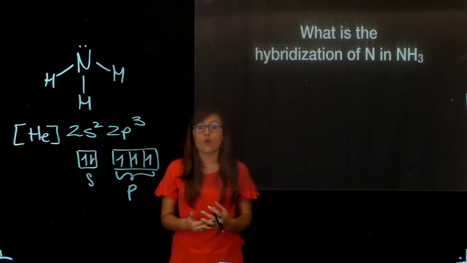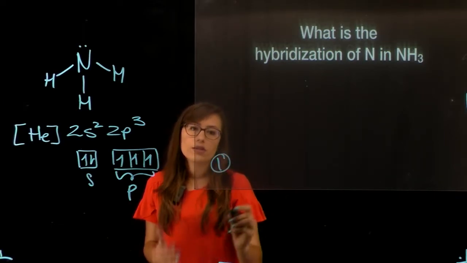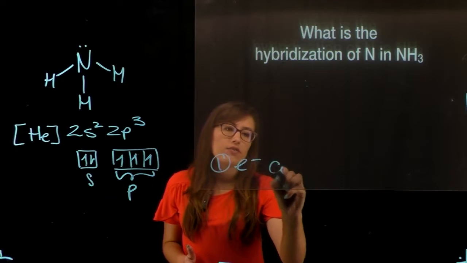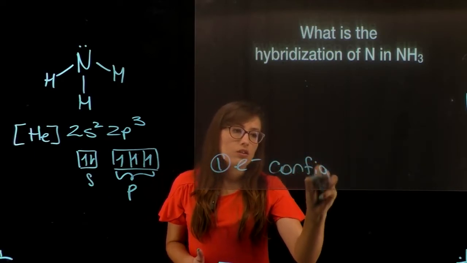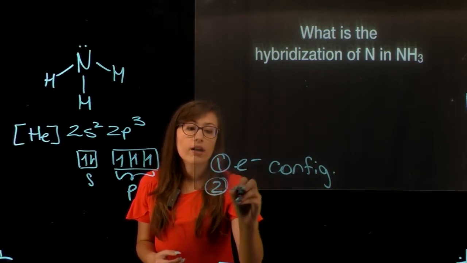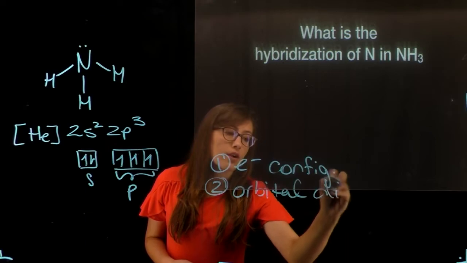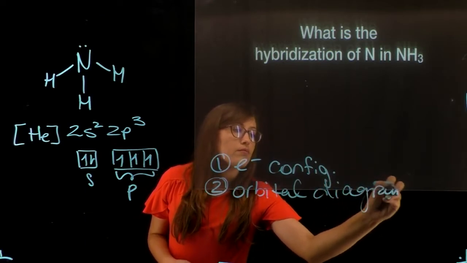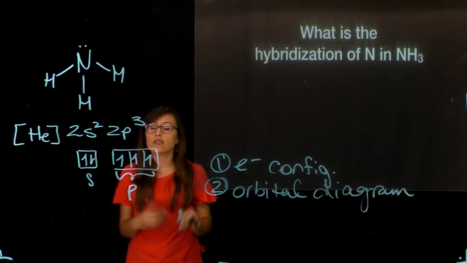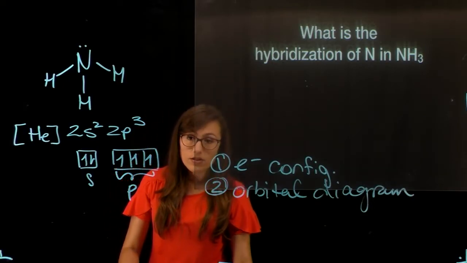So the first thing that you always want to do when approaching these types of problems is write out the electron configuration. Once you write out the electron configuration, the next thing that you want to do is write out the orbital diagram. By doing both of these, it's going to make answering this problem significantly easier.